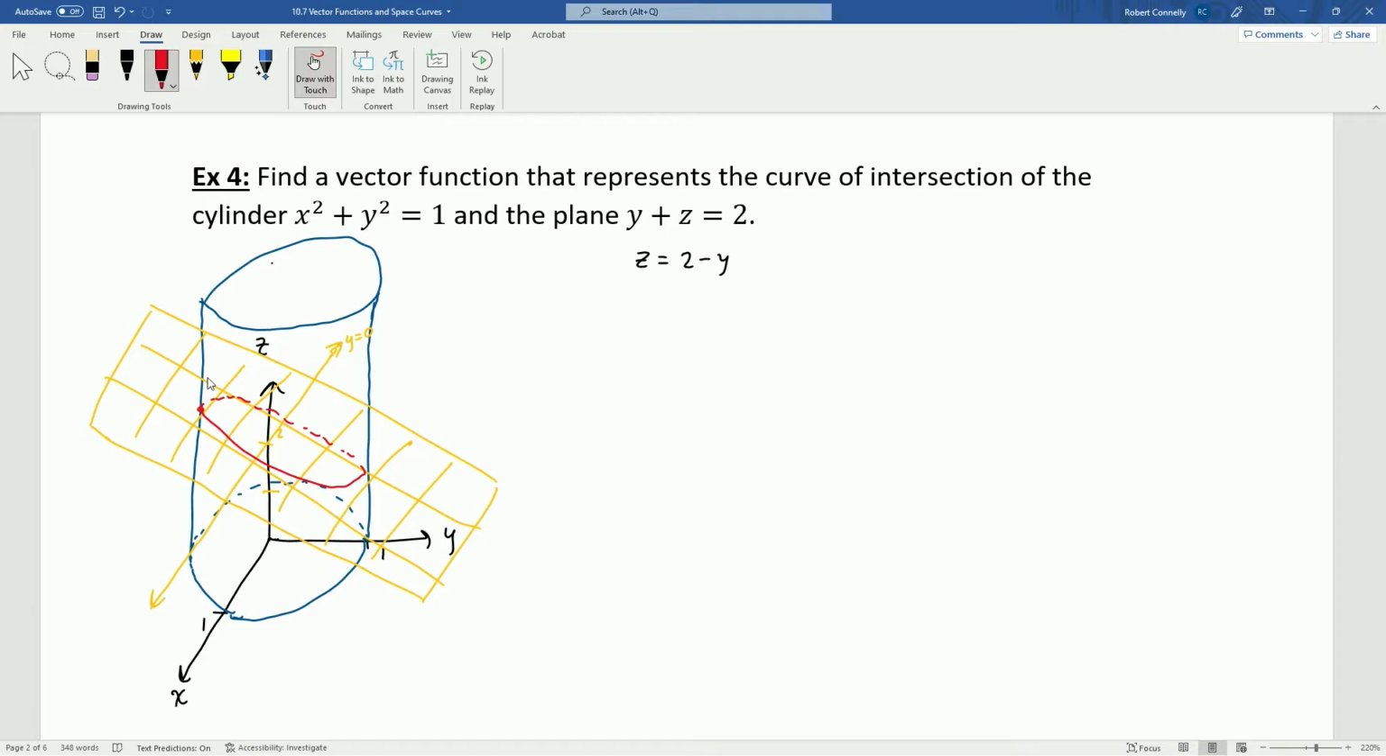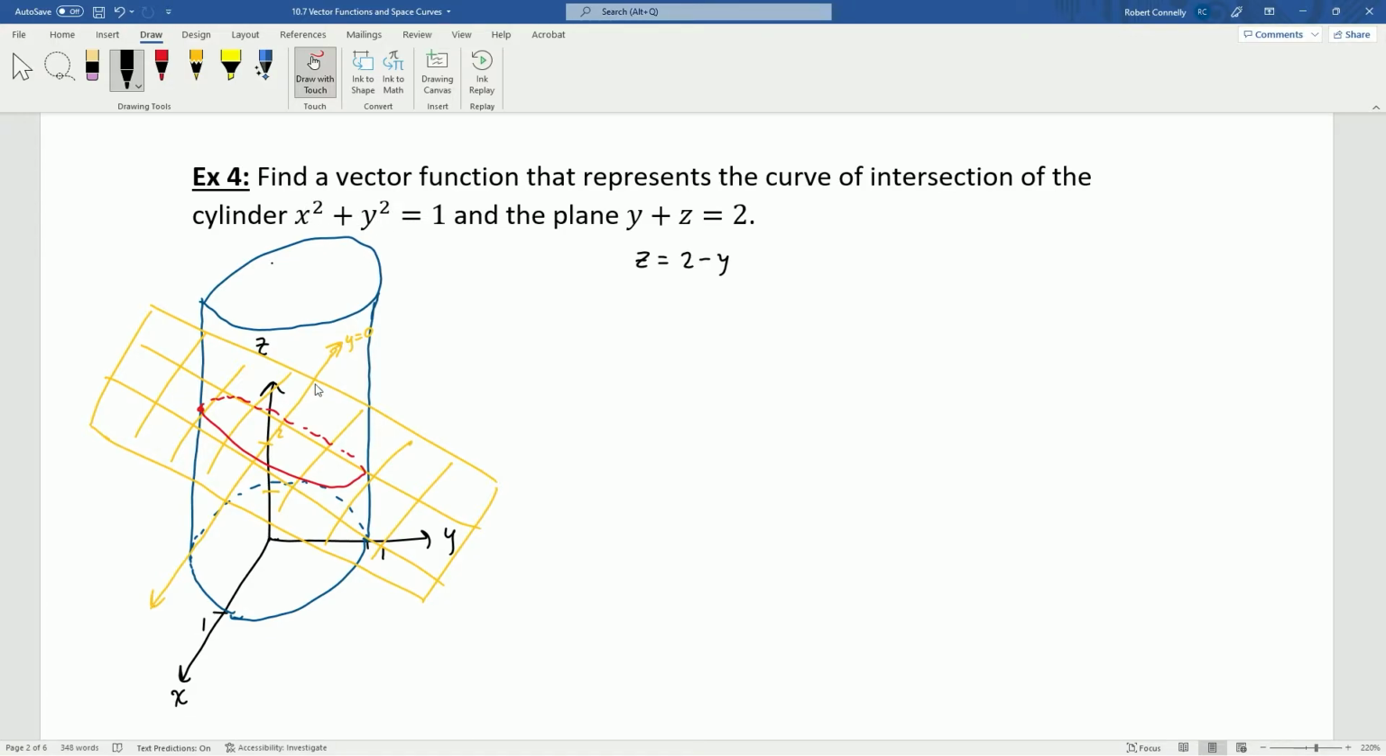Well, this is relatively straightforward, actually, to do. So first what we want to do is find a vector representation. Well, the only thing we want to do is find a vector representation of this red curve. But what do we know about this curve, actually? So we know that x squared plus y squared is 1.